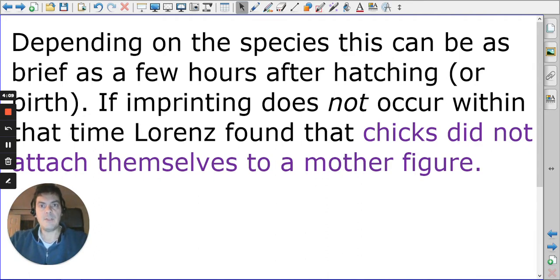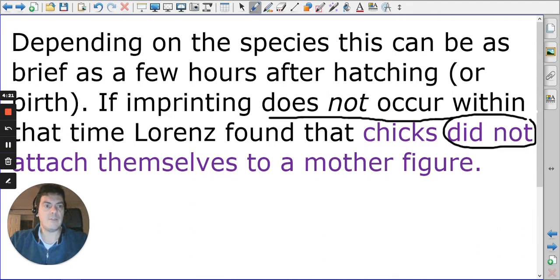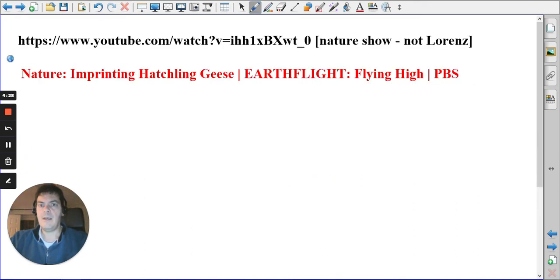And what is really important here, and I'm going to underline it, it says if it does not occur, the chicks did not attach themselves. So in other words, this critical period involved this understanding that if it doesn't happen, then it's not going to happen.